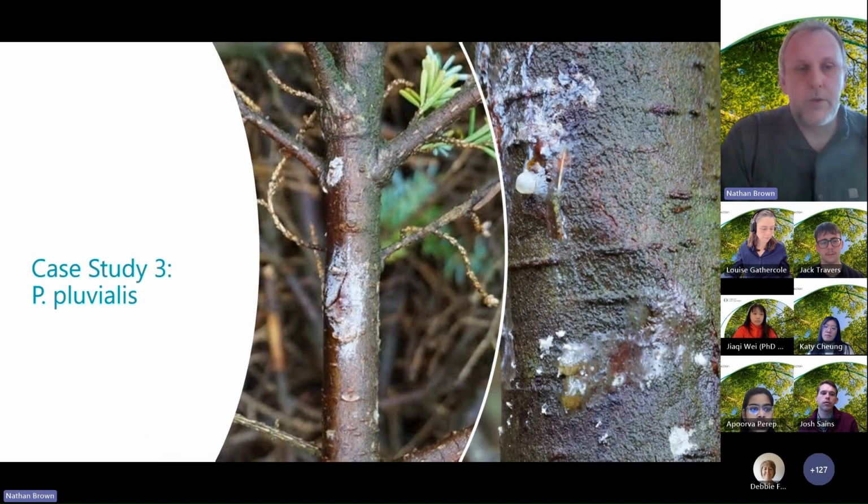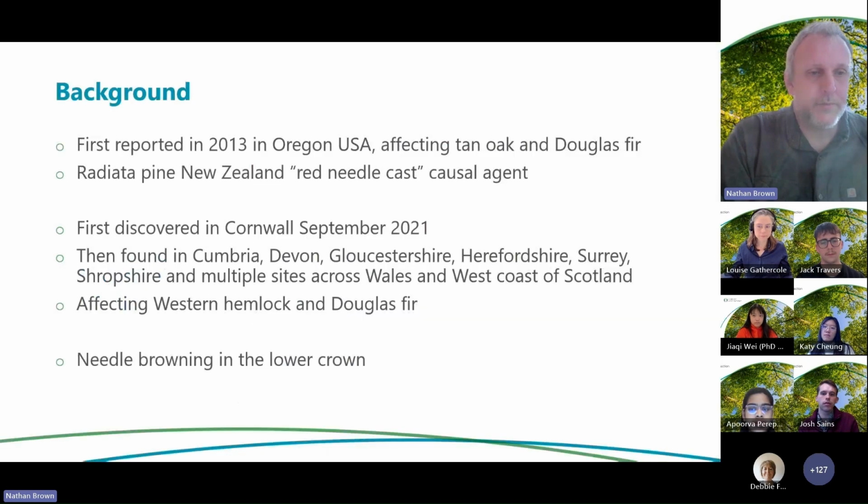So I'll now move on to the second case study I want to talk about, Phytophthora pluvialis. Again, this is mostly a foliar disease, but it will cause lesions on twigs and stems, as you can see in the images. This is something first reported in 2013 in Oregon, affecting tan oak and Douglas fir. It's sort of considered probably in its native range there. Also affecting Pinus radiata and Douglas fir in New Zealand, this red needle cast. So quite a problem there.